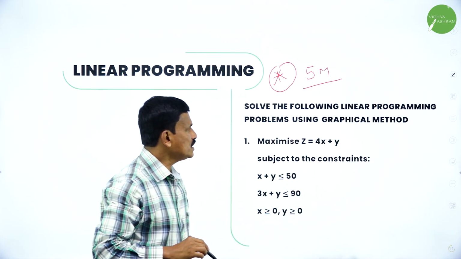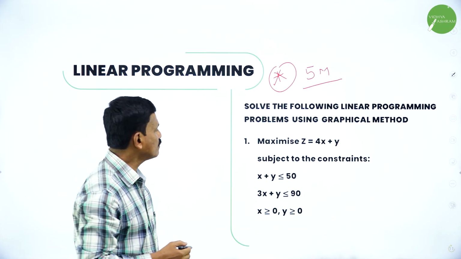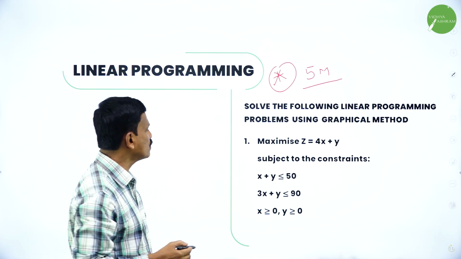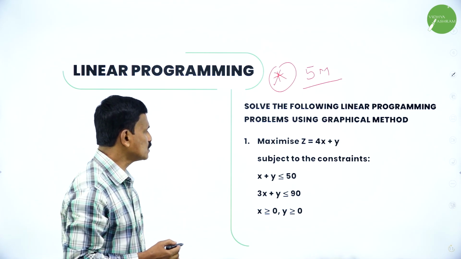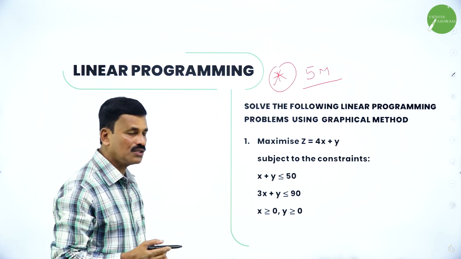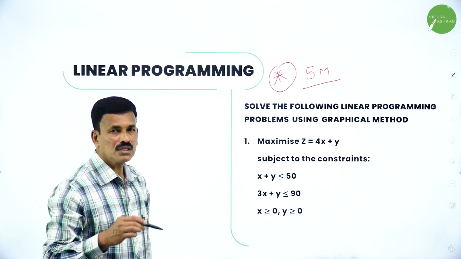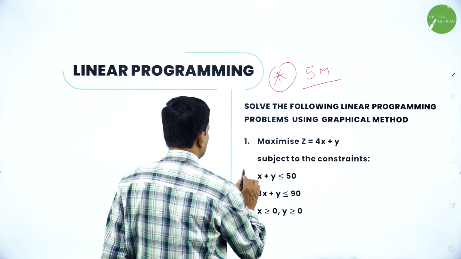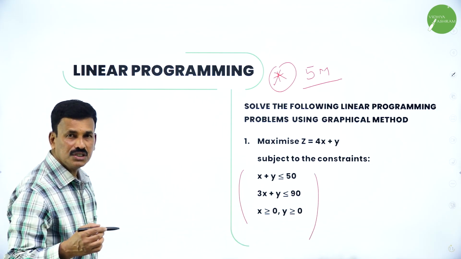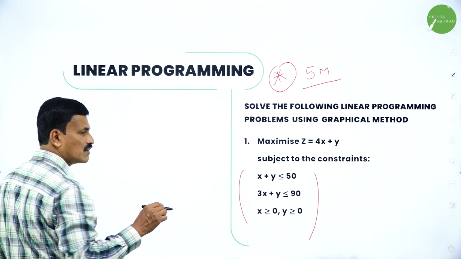Solve the following linear programming problem using the graphical method. What is the given condition here? The problem is to be maximized. Maximize z = 4x + y subject to the constraints x + y ≤ 50, 3x + y ≤ 90, and x ≥ 0, y ≥ 0. Now, let us convert these inequalities into equalities.